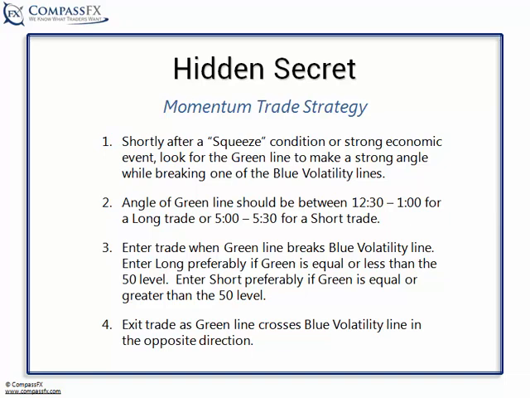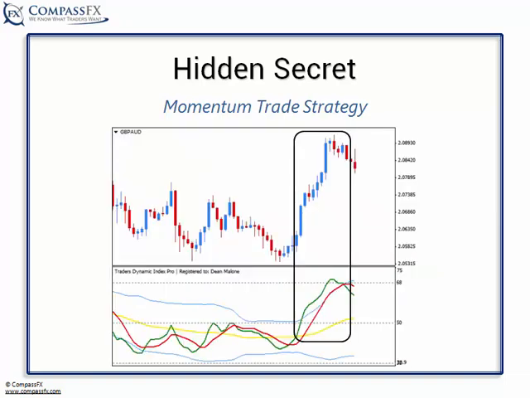Enter the trade when the green line breaks the blue volatility line. Enter long preferably if the green line is equal or less than the 50 level. Enter short preferably if the green line is equal or greater than the 50 level. And then you want to exit the trade when the green line crosses the blue volatility line in the opposite direction. Let's take a look at the hidden secret on a chart.